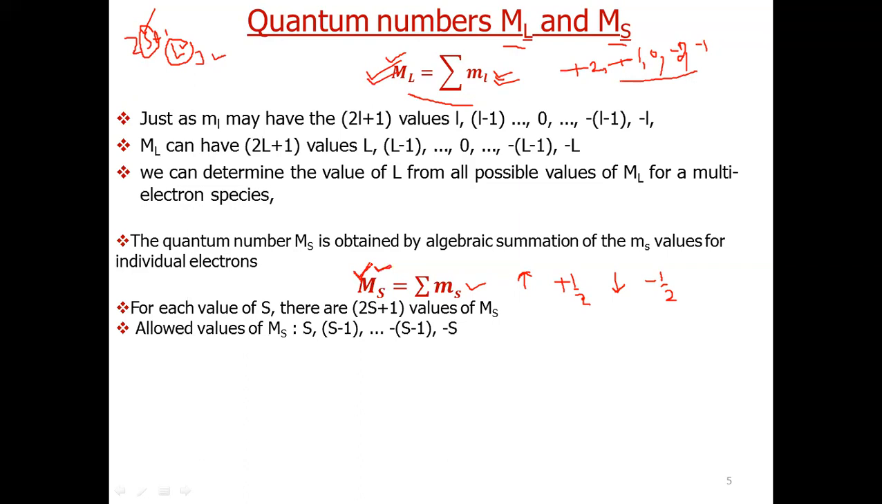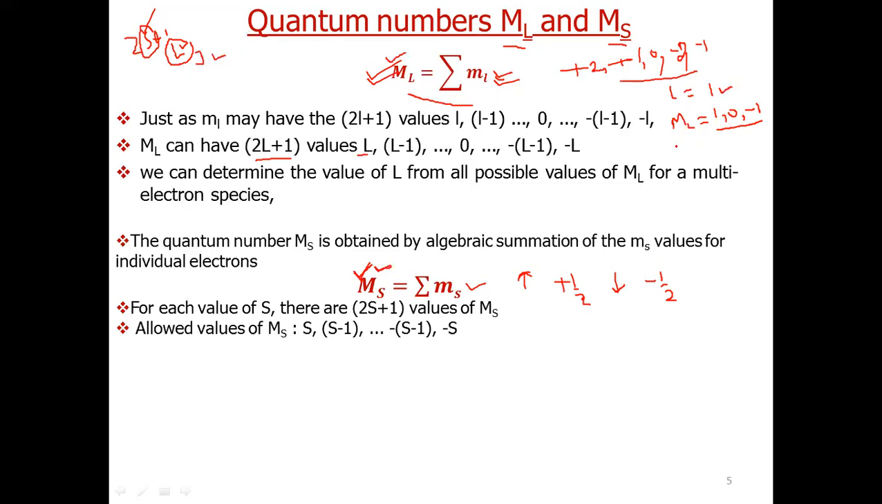Let us see how we calculate values of capital L and capital S. For a given value of L, ML can have 2L plus 1 values. Suppose capital L is 1. Now, ML can have 3 values because 2L plus 1 gives 3. What are these 3 values? It can be 1, 0, or minus 1. So, if we get this type of group 1, 0, minus 1, then we can say this may belong to L equal to 1.